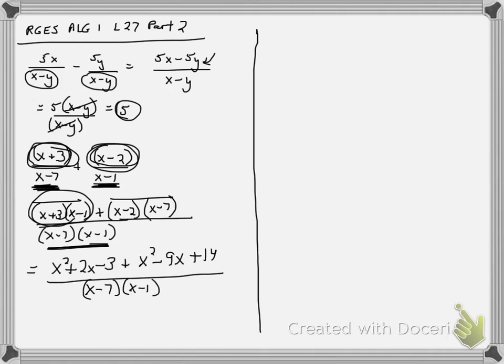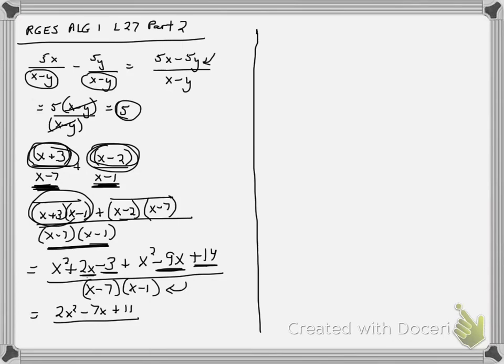So gathering now like terms, I've got x squared plus x squared, or 2x squared. I've got plus 2x minus 9x, or negative 7x. And I've got minus 3 plus 14, or plus 11. I could either leave this like that or expand it, either one. He generally likes to expand. I do not, particularly, okay?